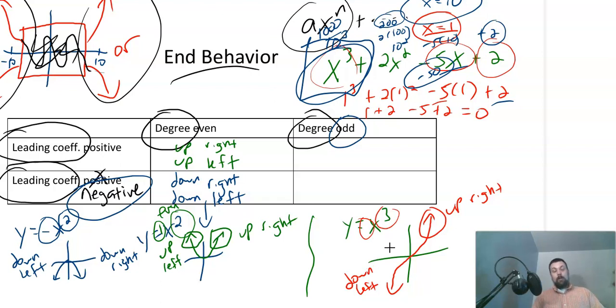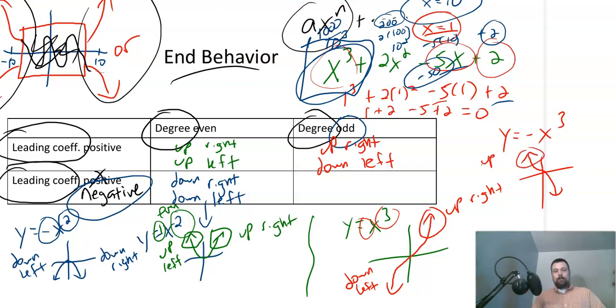So any polynomial where the degree is odd and the leading coefficient's positive will have the same end behavior. It's going to go up to the right, and it's going to go down to the left. If I were to put a negative sign in front of that function, it would flip the graph over. It would cause there to be a reflection. So y equals negative x to the third power. I flip the graph over and it looks like this. It's going to go up to the left and down to the right.